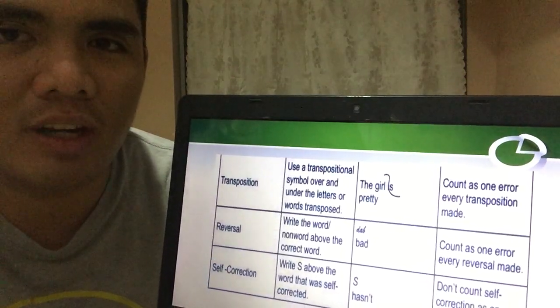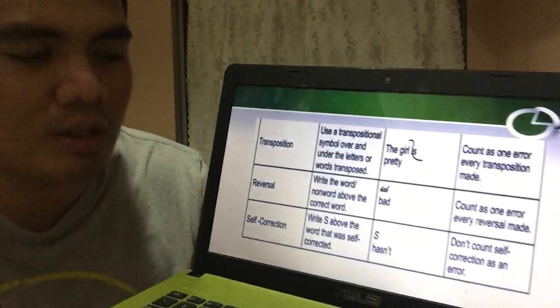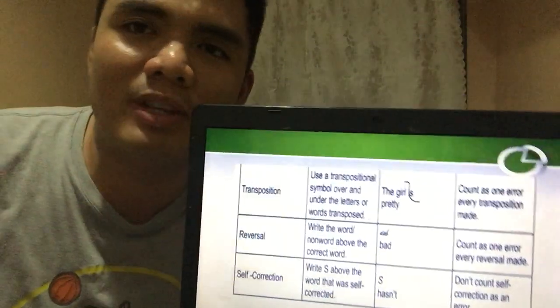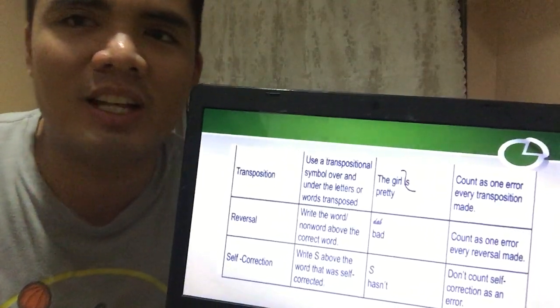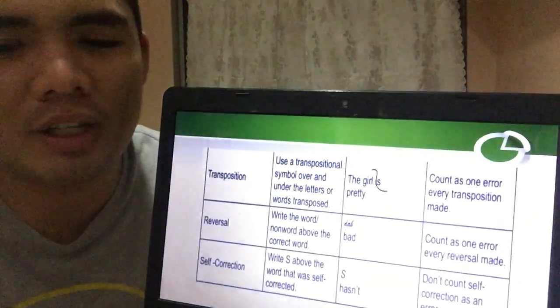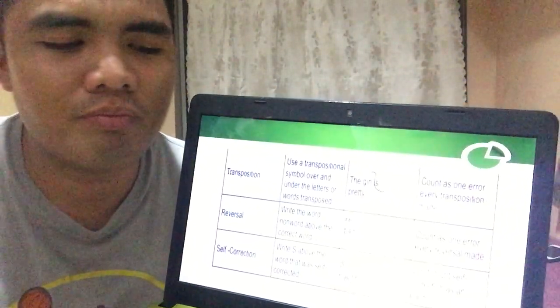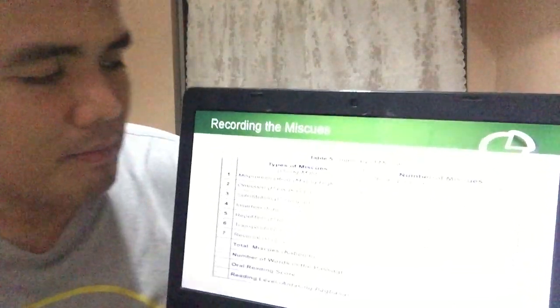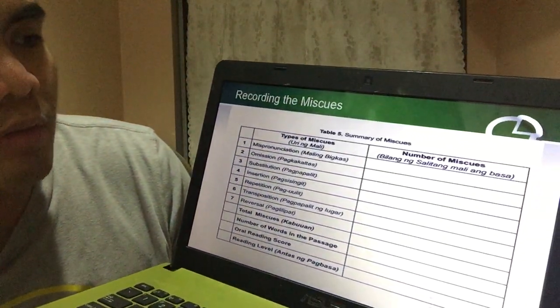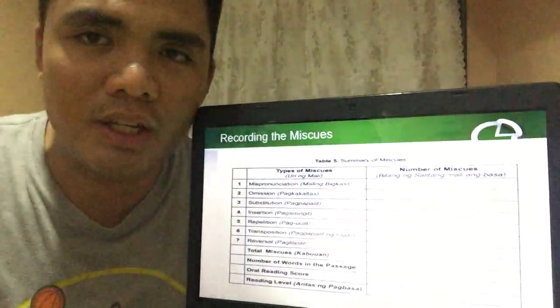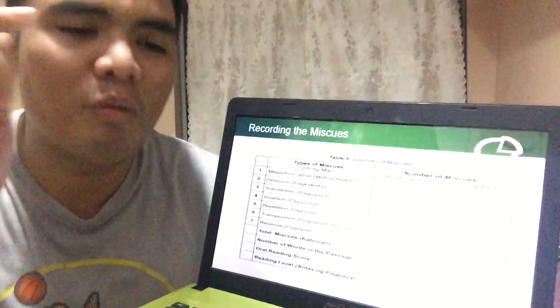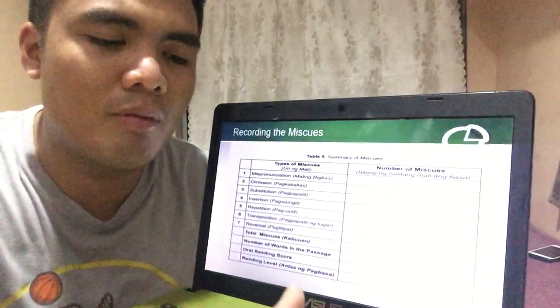It's considered as one error. But the last one, self-correction, like I said, you have to write S above the specific word and do not count it as an error. It's just simply that, but you put S. So you have the types of miscues, the summary of miscues. You have to consider the number of mistakes. You have to take note of one each.